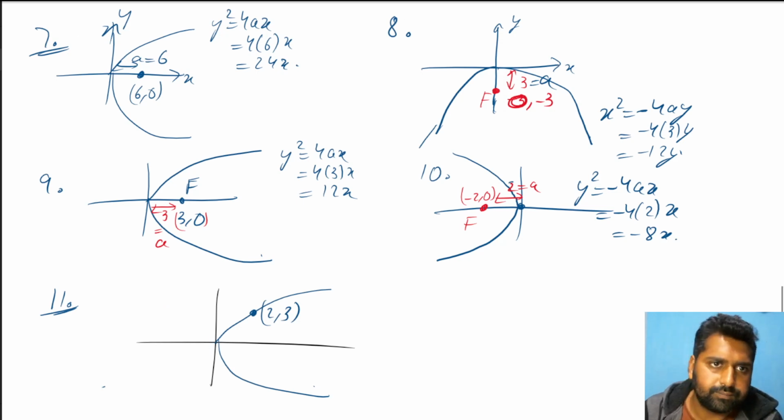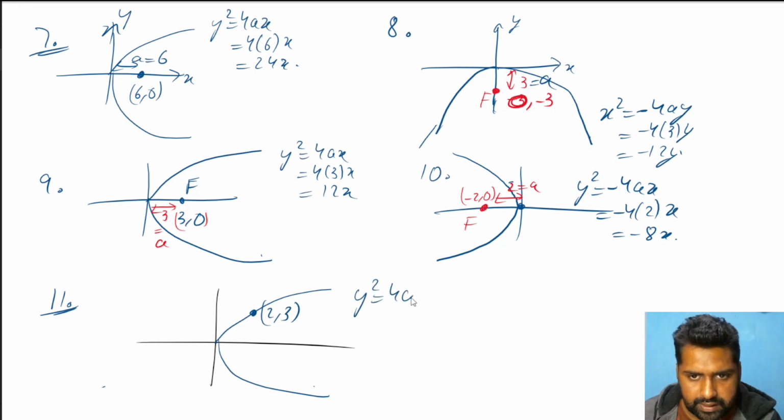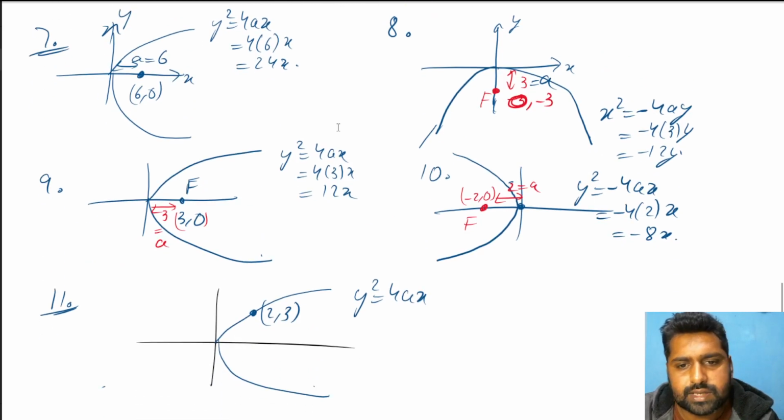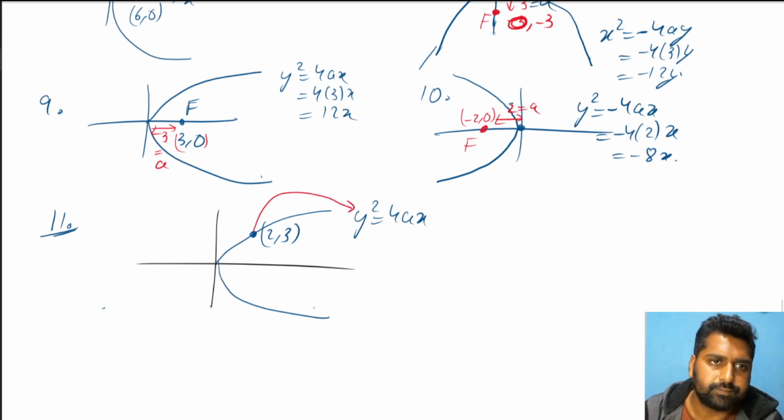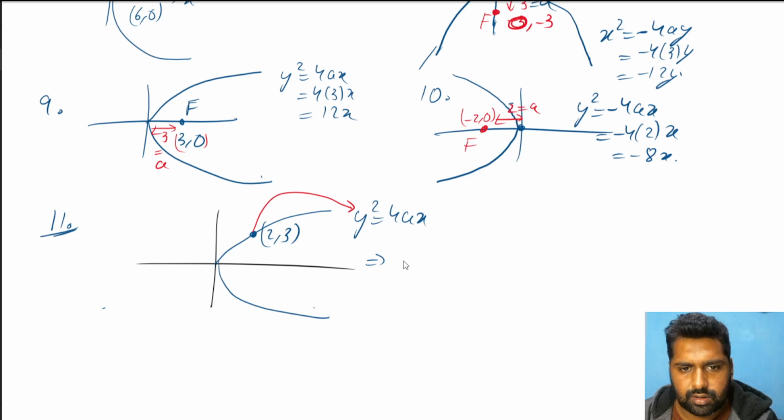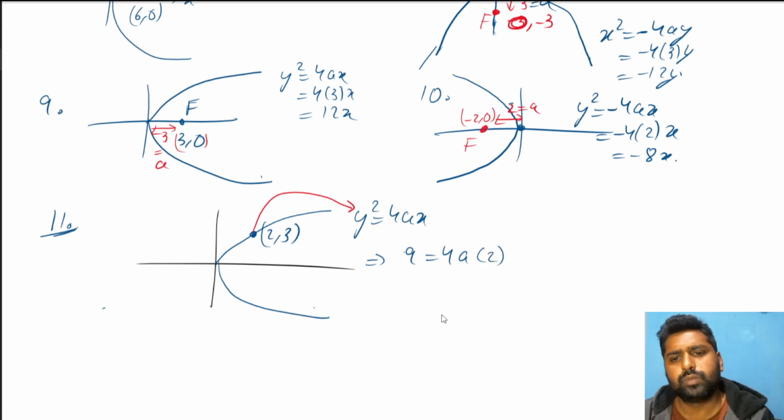y square equal to 4ax. But this time he has not given us anything about focus, because the majority of questions that we have done use focus. But how can we calculate? If this point is lying on this equation, it has to satisfy this equation. So let's solve it. y is 3. So 3 square is 9 is equal to 4ax, x is 2. So what do we get? We get a as 9 by 8.